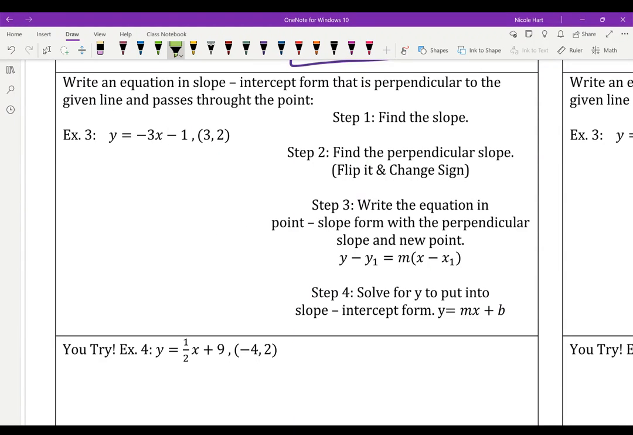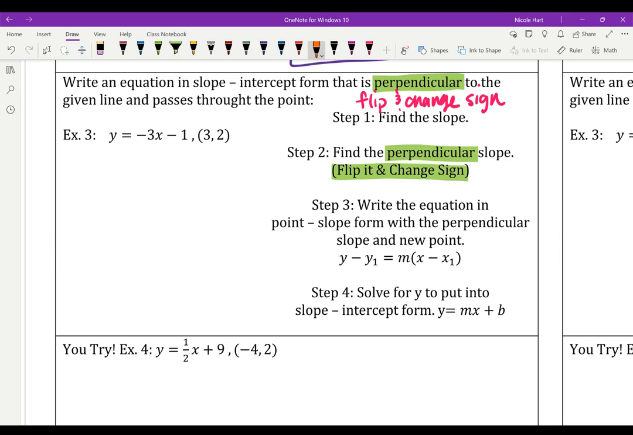Next, we are going to write our equations that are perpendicular. So we are going to take that slope, flip, and change the sign, as I also have written right here. So when it's perpendicular, we flip it and change the sign.